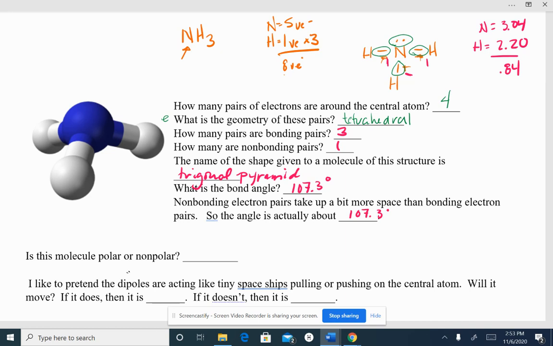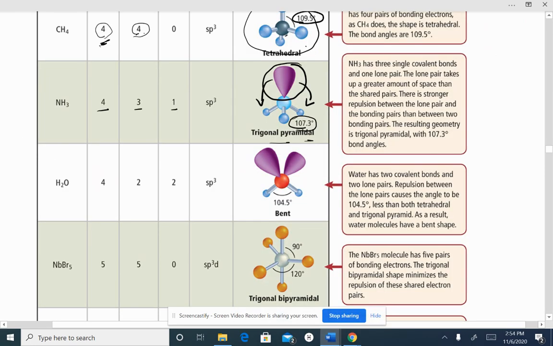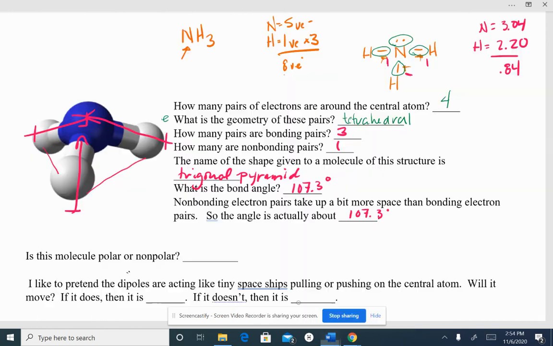Let's see if these dipoles cancel out. Now notice this is kind of a pyramid. It doesn't lay flat. So if I have a dipole that's pointing up this way, and another dipole that's pointing up this way, and another dipole that's pointing up this way, those dipoles are all pointing up slightly. They do not cancel out because this molecule is not flat. Let's see if we can see it a little bit better on this diagram. Do you see how it's not flat? And if we have these all pointing up, those do not cancel out because they're all pointing up. So this molecule is going to be polar.